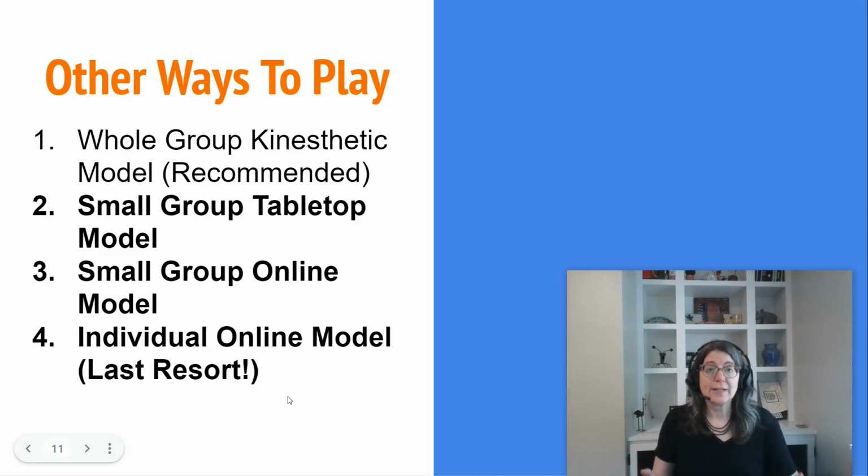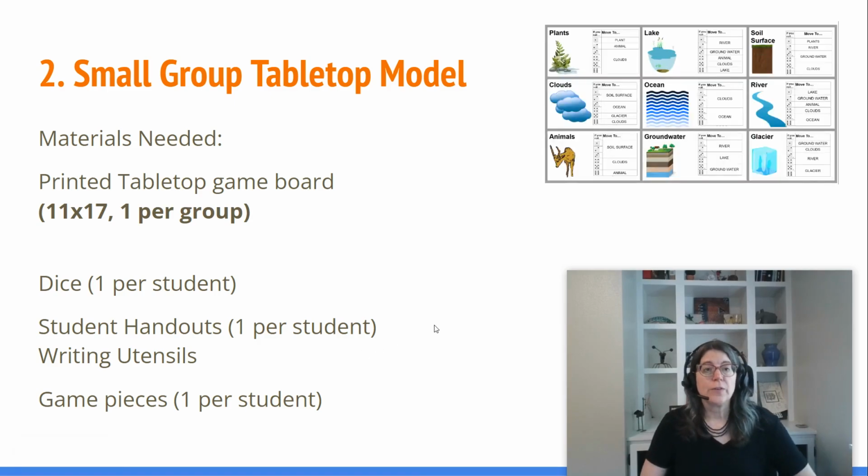All right, so that's how to play the whole group kinesthetic model, which is our recommended model, but I just briefly want to go over some other ways that you can play this game, the small group tabletop model being first. So for this small group tabletop model, what you will need is to print out the game board, which is in a Google slide for you. And I strongly recommend printing this 11 by 17 so that the students can read all the little directions on it. And you need one printed tabletop game board per group.